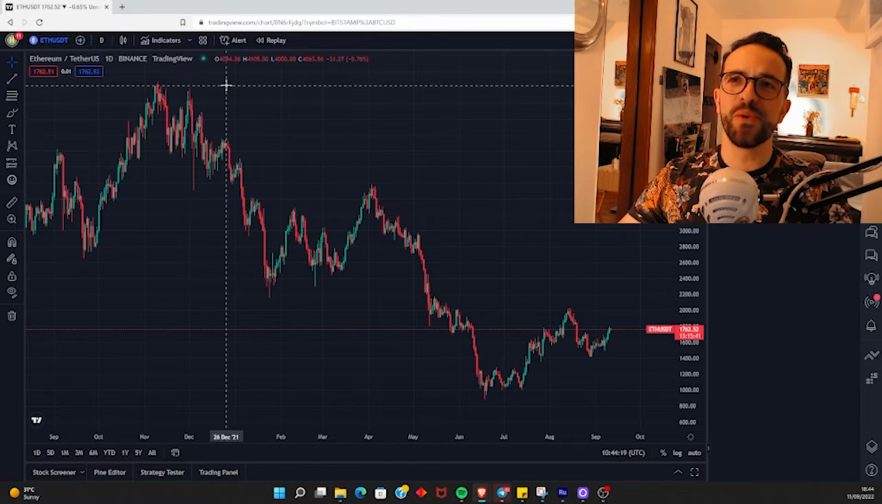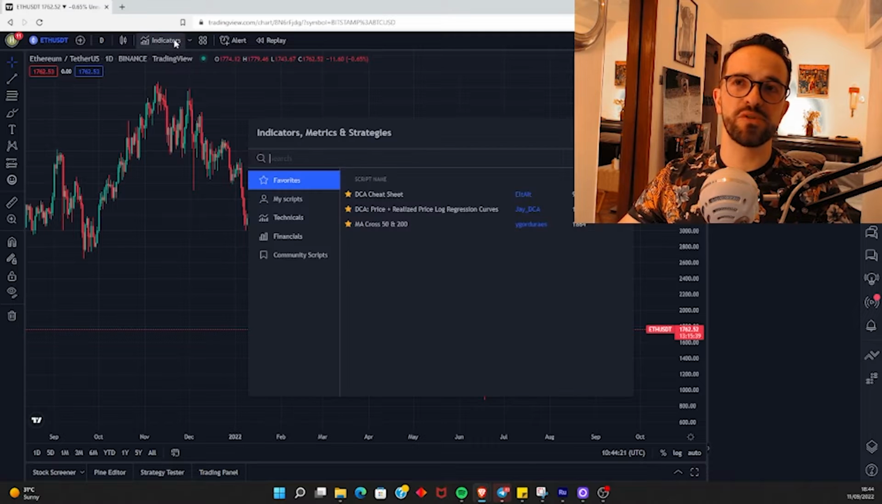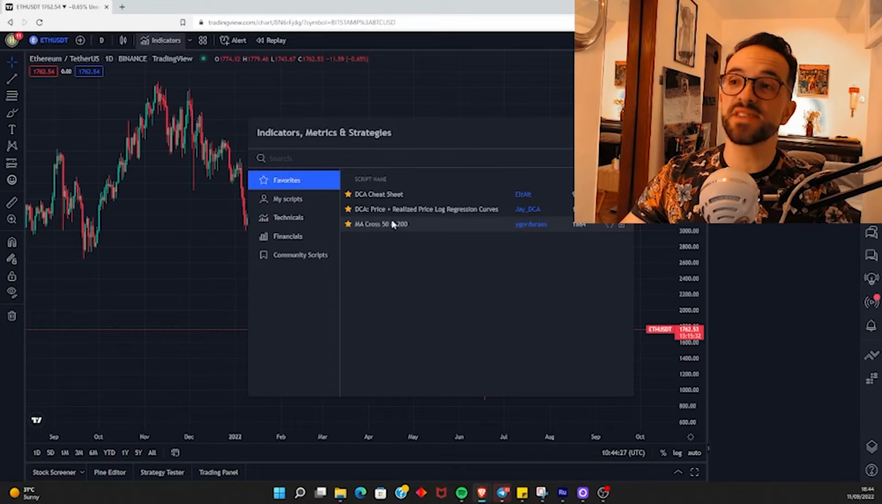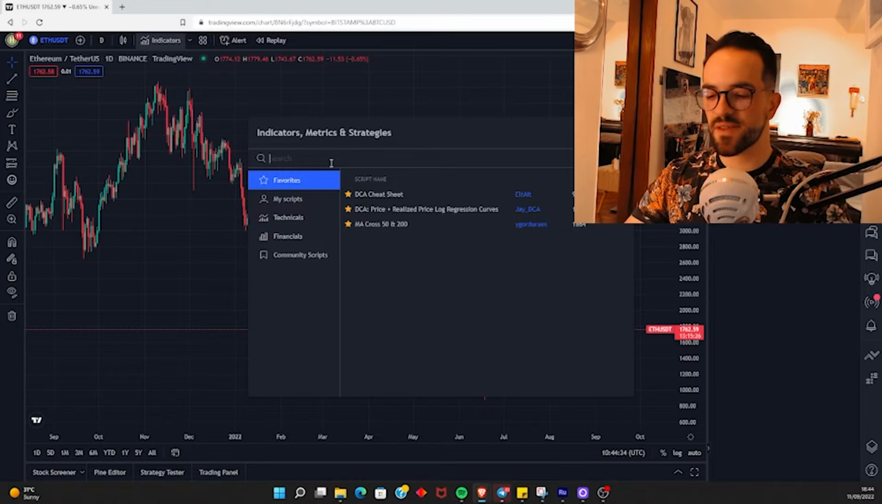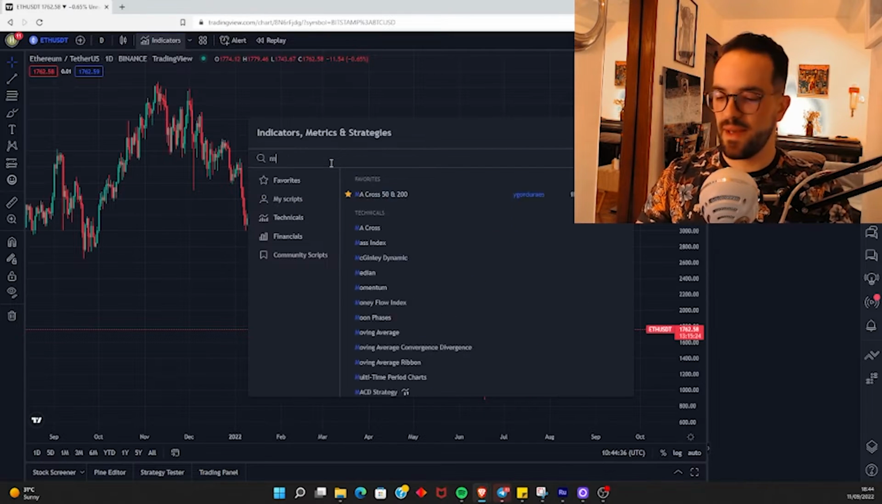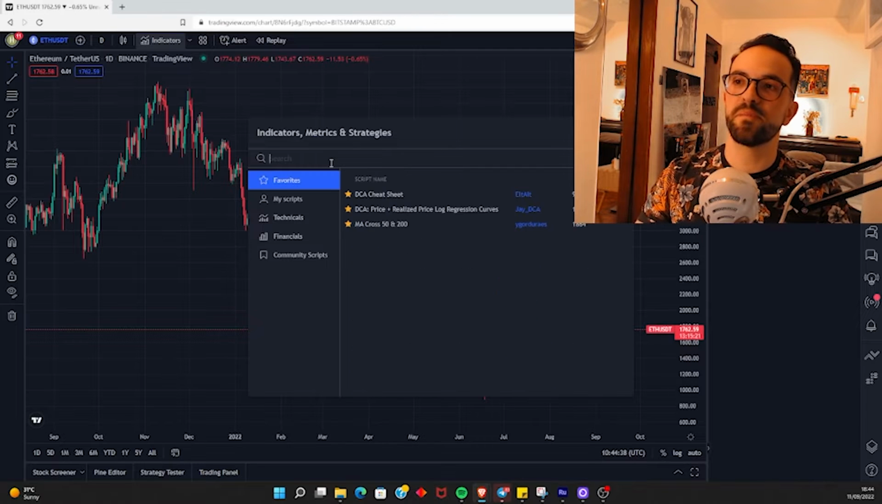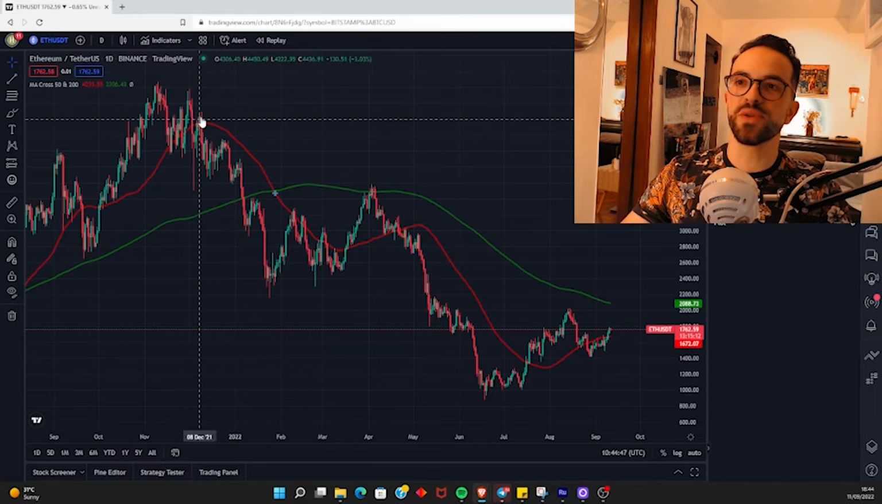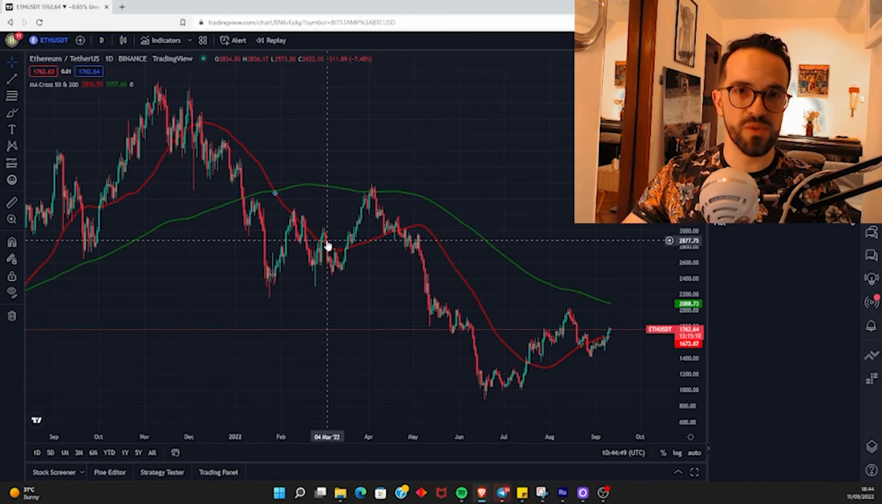Now, to add these moving averages, I'm going to click here on indicators, and I could type moving average or something like that. But in this case, I have already favorited the indicator that I want to use. You can search many other indicators, RSI, MACD, and many others, but I'm going to choose the moving average cross 50 and 200. Now we have these moving averages applied to the chart.